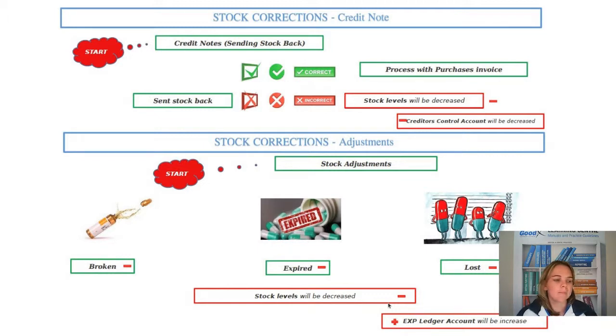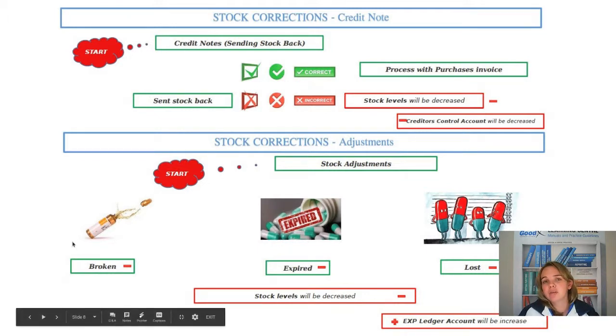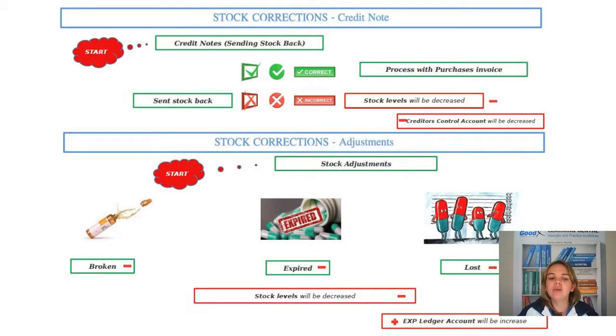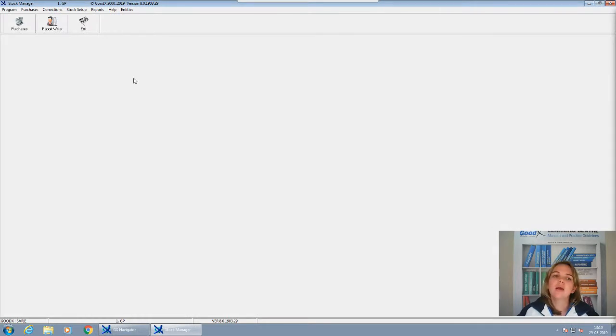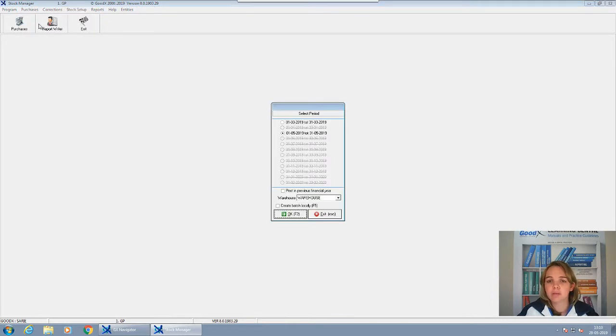Okay. I'm going to show you on the system how to do a stock adjustment and a credit note. Now, the first thing that we're going to do, I just want to change my screen. Okay. So the first thing that we are going to do is a credit note. So you go to purchases, stock credit note, new interface.